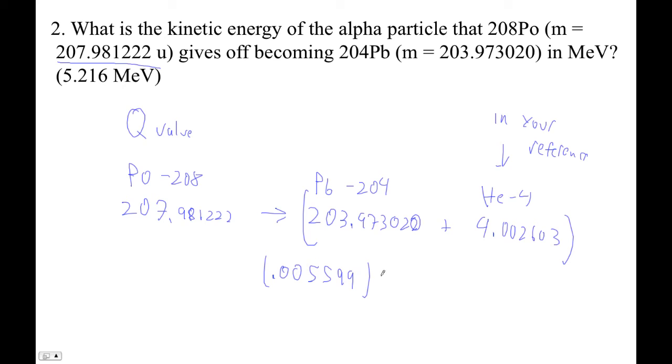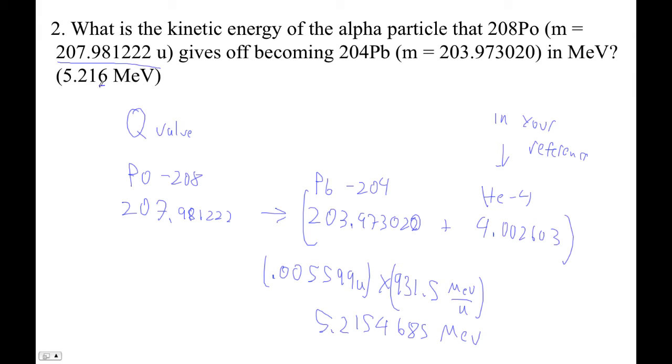So this side has less mass by this amount. The Q value then is we multiply by 931.5, which is how much energy, in MeV per U. You're just multiplying by 931.5 and you don't explain why, because that's what you do. I get 5.215685, and that's MeV.